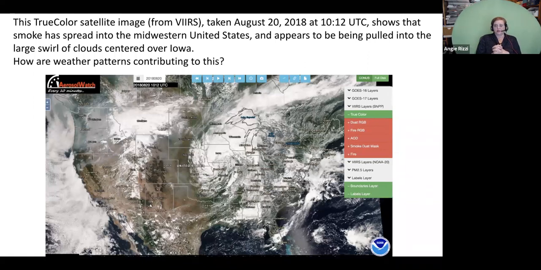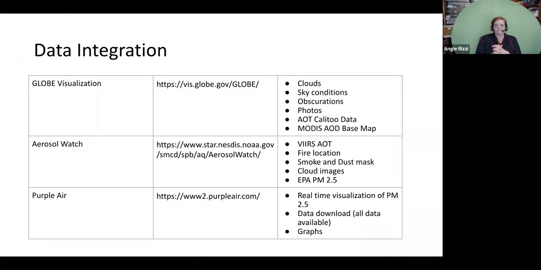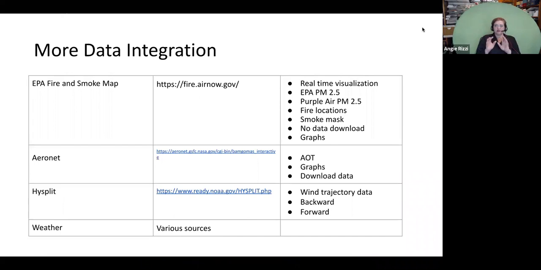And here's just the clouds. So you can see how the weather systems might impact the movement of smoke across the country. Next slide. This we can go over in the breakout room and the next slide, but we sort of have what each of the different data sources can provide, including GlobeViz in the next slide.